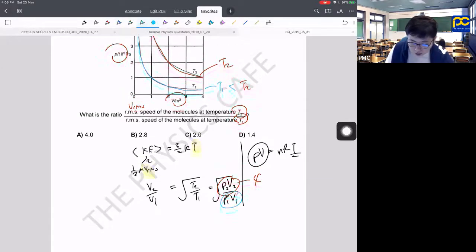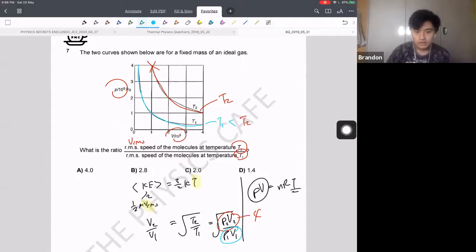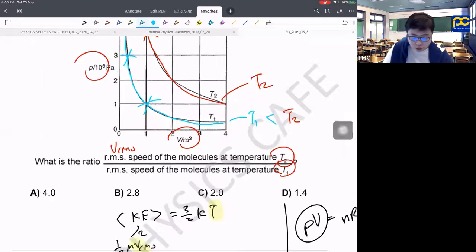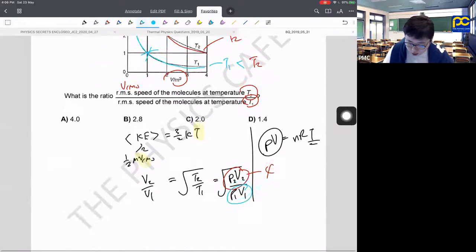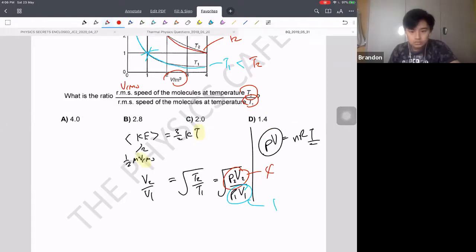PV for graph 1. Which one do you use? Will anyone try to estimate where this point is? Cannot, obviously. You will use any point. You definitely use this one, right? It's easy. 1 is 1, no? So what's the answer? Square root 4. Answer will be 2. Answer will be C.